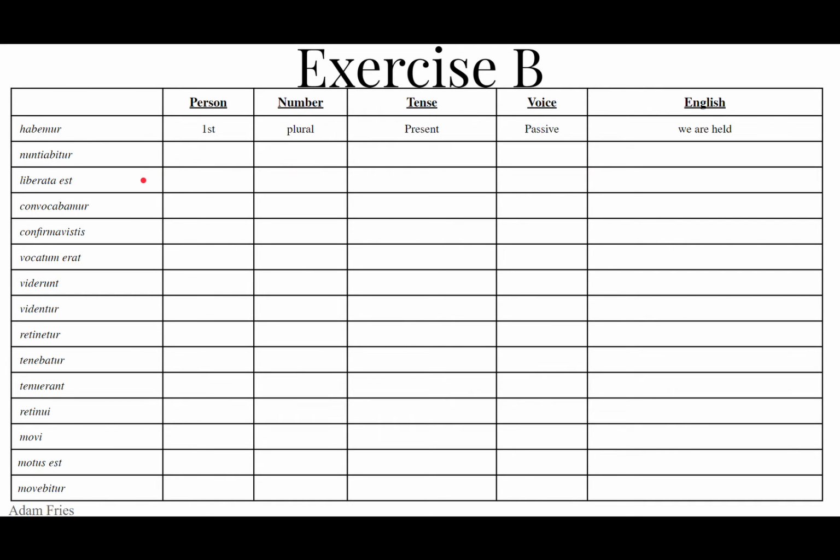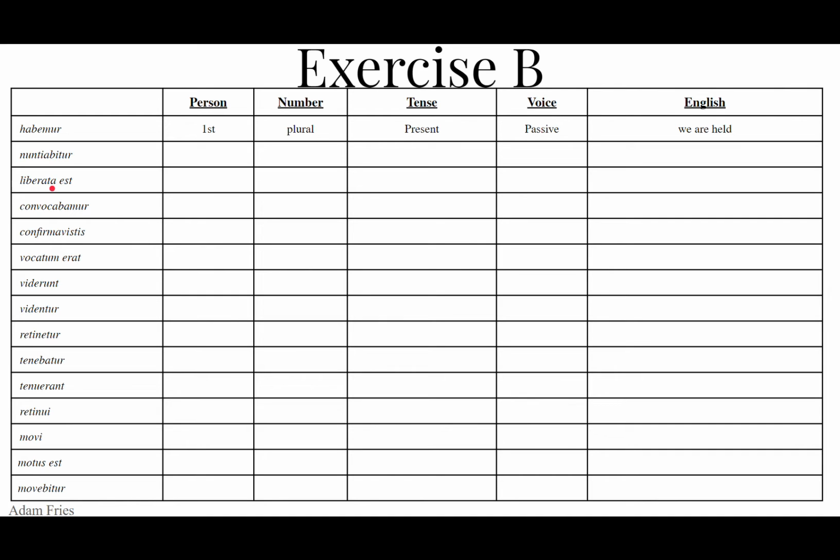Liberata est. So we have est, third person singular. Normally by itself, est would be the third person singular present active indicative of sum, esse, fui, futurus, but here it's a helping verb, helping out this liberata, this participle, this verbal adjective. It comes from a verb, libero, liberare, liberavi, liberatus. That's why it's a verbal, and it has adjective endings. That's what a participle is. It has adjective endings so it can agree with and modify a noun.